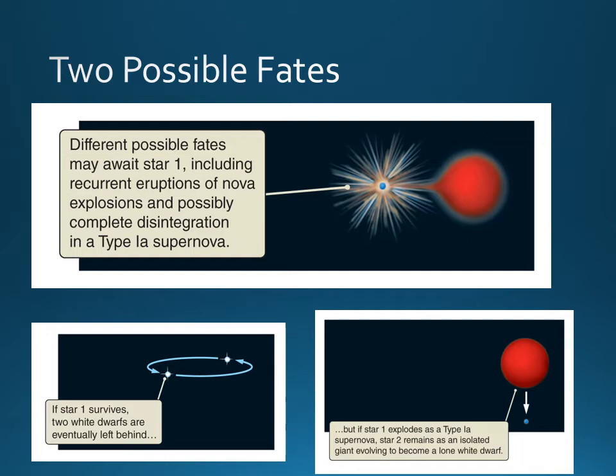There are two different fates. In the first type, the white dwarf receives a critical mass and erupts as a nova. It then becomes a white dwarf, and the system becomes two white dwarfs orbiting their center of mass. In the second type, the white dwarf attains a mass of 1.38 solar masses and erupts into a type 1a supernova. The supernova event can completely disrupt the star and leaves an isolated giant that becomes a lone white dwarf.